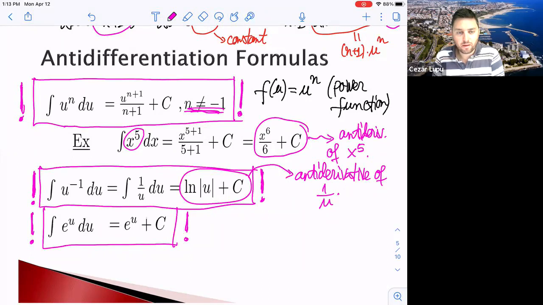Right. By the way, I don't want you to get confused here. e to the power u, u is the variable. f of u is e to the power u. u is not like a function u of x. So I'd like to stress this out. Right. So in the first example, I used x. In the second example, I used u. So u is not u of x. We'll get there at some point.